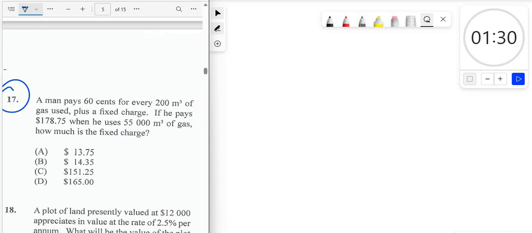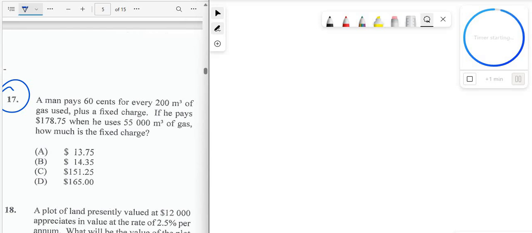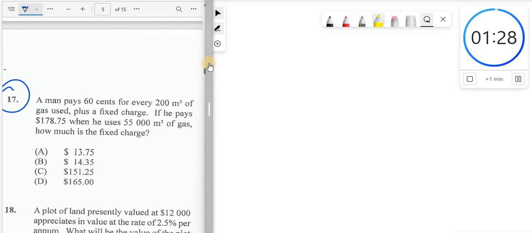All right, looking at question number 17. For question 17, we're told a man pays 60 cents for every 200 meter cube of gas used, plus a fixed charge. So just keep that in mind. He pays 60 cents, that's $0.60, for every 200 meter cube of gas used. If he pays $178.75 when he uses 55,000.